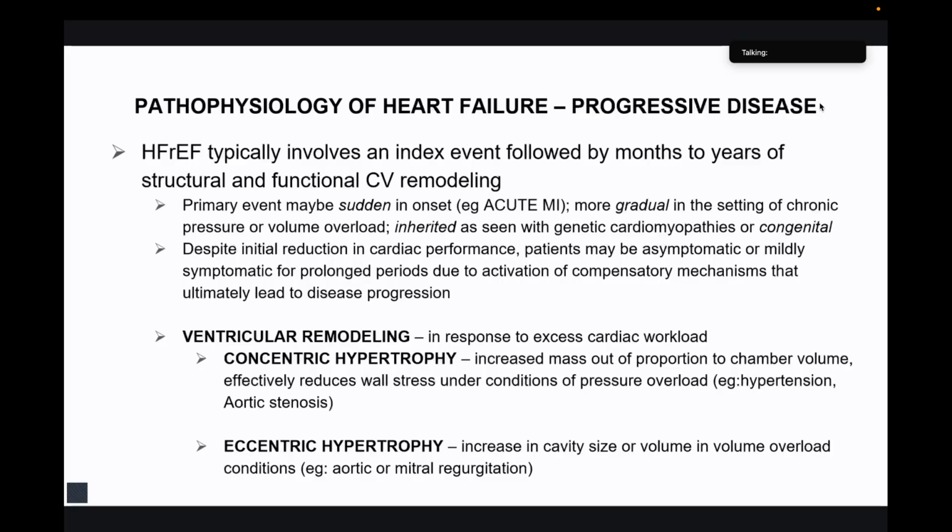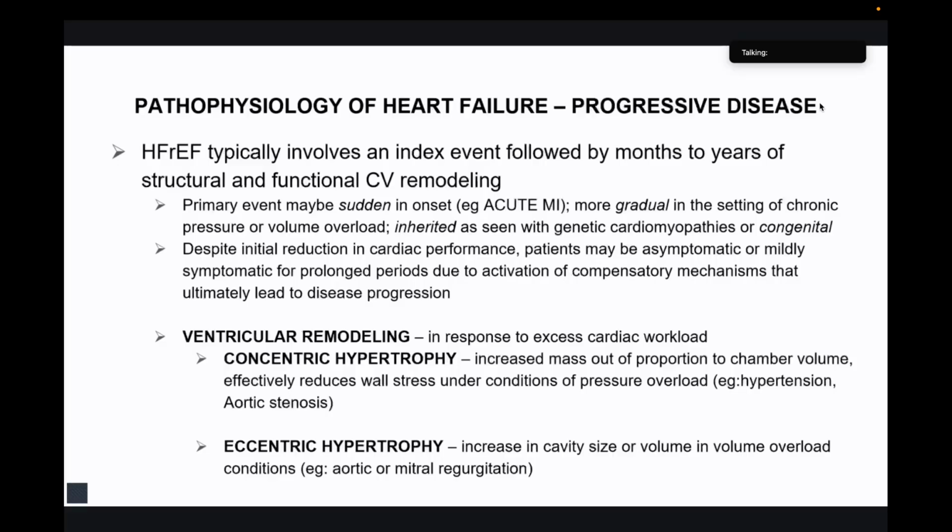So I will just impart the pathophysiology of heart failure, the mechanisms that make it a progressive disease. By knowing these mechanisms, you will understand the management because it targets these mechanisms that are activated in heart failure.